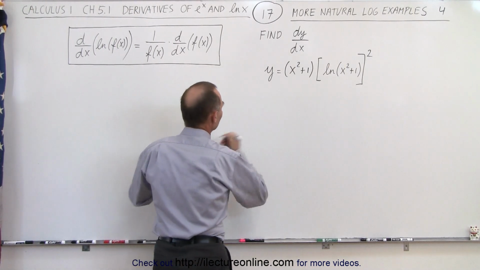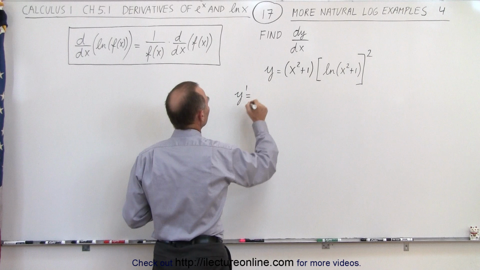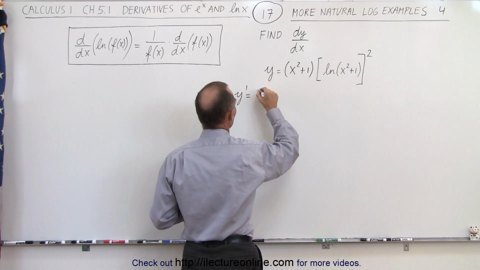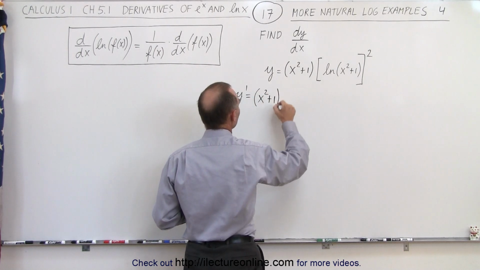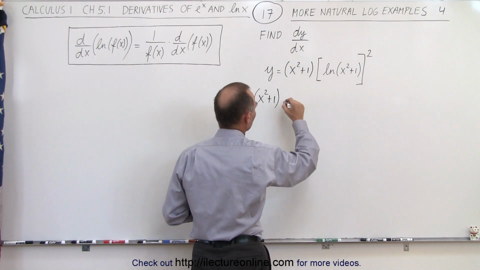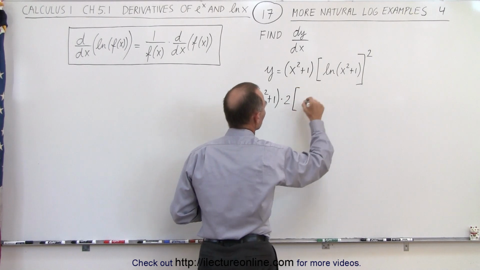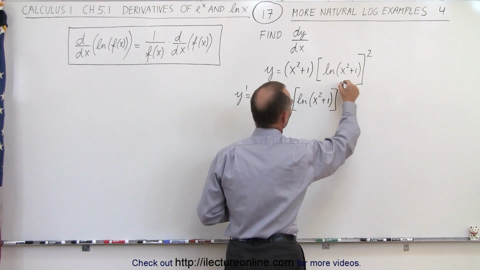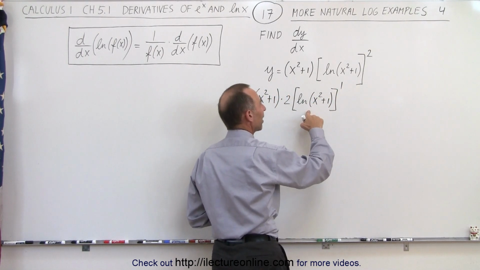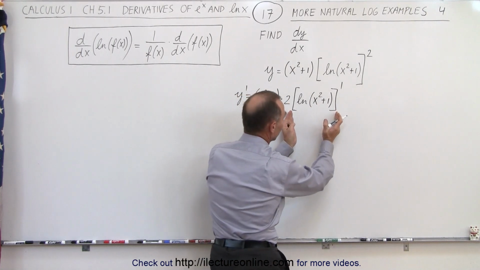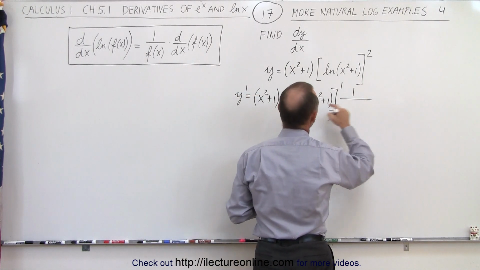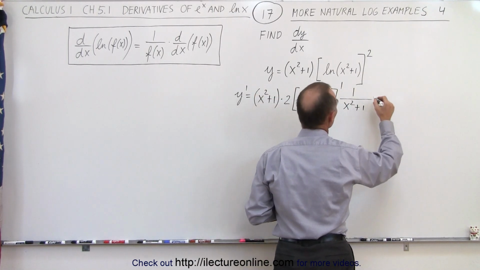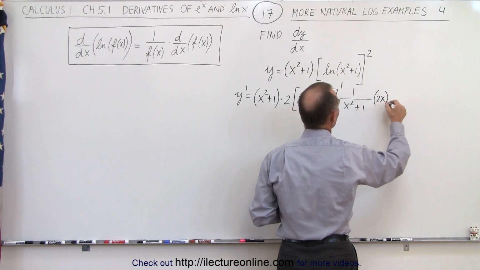The dy/dx, or y prime, is equal to, since we have a product here, we're going to use the product rule. It is the first, x squared plus 1, times the derivative of the second, which is times 2, times the natural log of x squared plus 1 to the first power, times the derivative of what's inside. So now we're going to take the derivative of what's inside the brackets, which is 1 over x squared plus 1, times the derivative of the denominator, which is times 2x, plus.